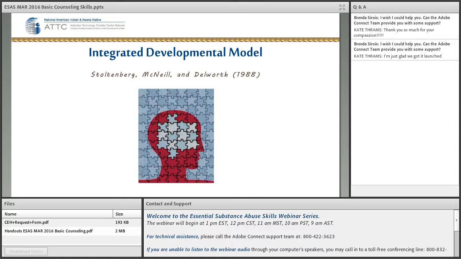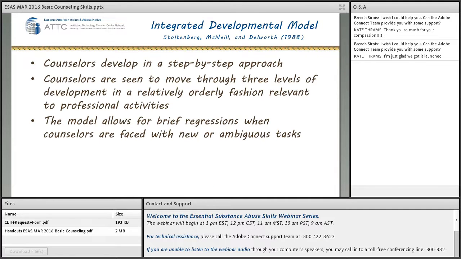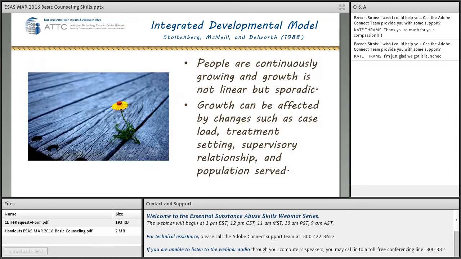So we're going to go into the integrated development model. What this means is that counselors develop in a step-by-step approach. Counselors are seen to move through 3 levels of development in relatively orderly fashion relevant to professional activities. The model allows for brief regressions when counselors are faced with new tasks. People are continuously growing, and growth is not linear but sporadic. Growth can be affected by changes such as caseload, treatment settings, supervisory relationship, and the population that is being served.